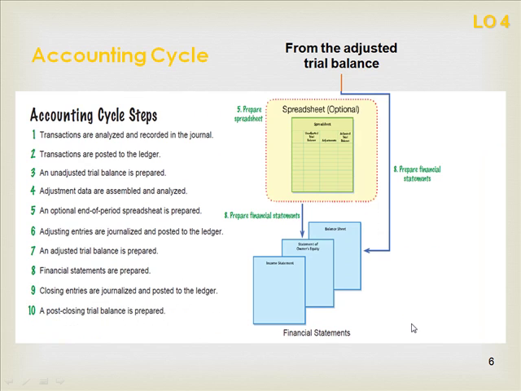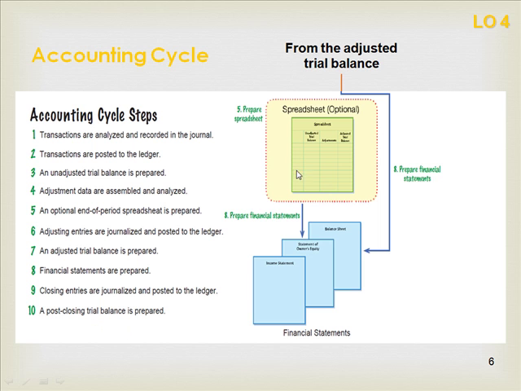Now let's look at this all together. Transactions are analyzed and recorded to the journal. We call this journalizing. Transactions are posted to the ledger. An unadjusted trial balance is prepared. Adjustment data are assembled and analyzed. An optional end of period spreadsheet is prepared. Adjusting entries are journalized and posted to the ledger. An adjusted trial balance is prepared. Financial statements are prepared. Closing entries are journalized and posted to the ledger. And finally, a post-closing trial balance is prepared.